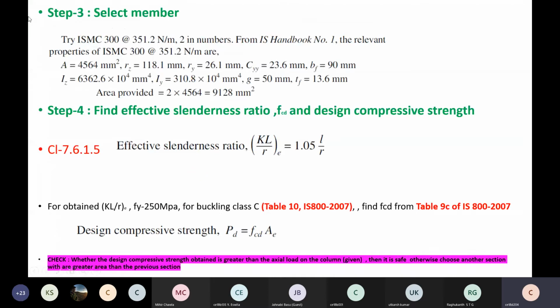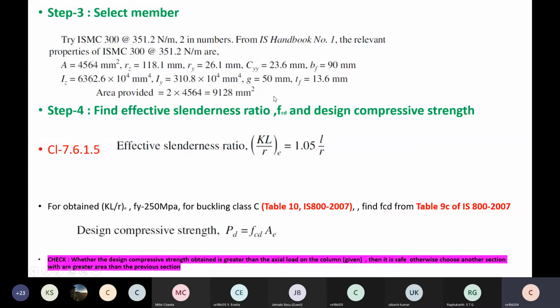Here we are selecting ISMC 300. The area of each channel section of ISMC 300 is 4564. Since we are providing two channels back to back, the area provided will be 2 times 4564, which is 9128 mm square, which is greater than the 7200 mm square we got in the second step.